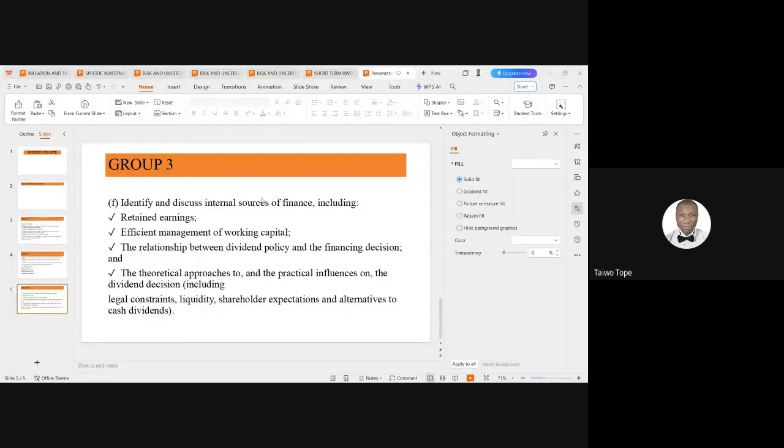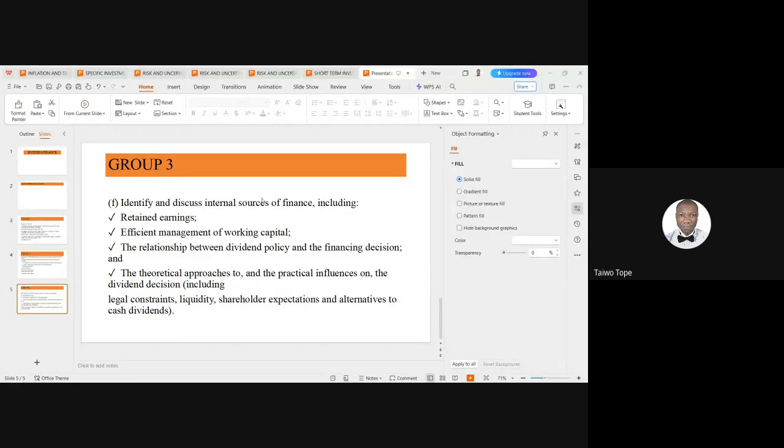And also talking about the theoretical approaches and the practical influences on the dividend decision, such as legal constraints, because of this issue of legal constraints, dividend can only be paid from distributable profits. Yes, that is the law. It is when you have made profit after deducting all expenses, what is left you distribute as dividend. So it can only be made from distributable profit.